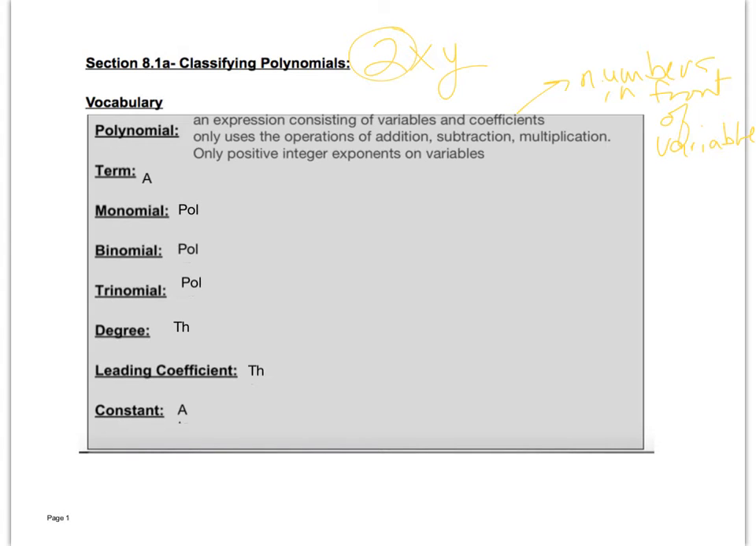A term, let's go back to polynomial. A polynomial has only operations of addition, subtraction, and multiplication. There is no division in a polynomial. Remember, exponents are in fact multiplication. They're repeated multiplication. 3 squared is 3 times 3. So that's really multiplication, just a different way to write it. They only have positive integer exponents, so no decimal or fraction exponents and no negative exponents. So a term has a special thing.